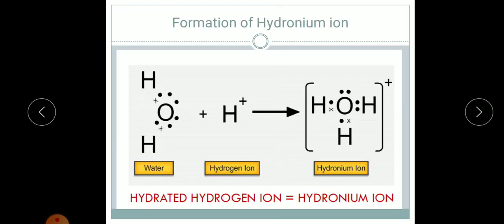Now, just to make you understand how hydronium ion is formed, this is the electron dot diagram for the water molecule. In this, the oxygen has 6 electrons in the outermost shell, and hydrogen has 1, which has been represented by a cross mark. Now, this will form a covalent bond with 2 hydrogen atoms. The remaining 2 lone pair of electrons accept that H plus to form hydronium ion, and in this there is a formation of coordinate bond, as we know. So hydrated hydrogen ion is equal to hydronium ion.